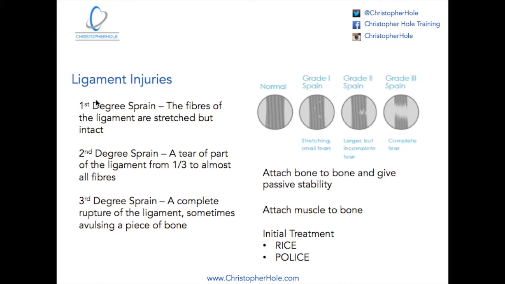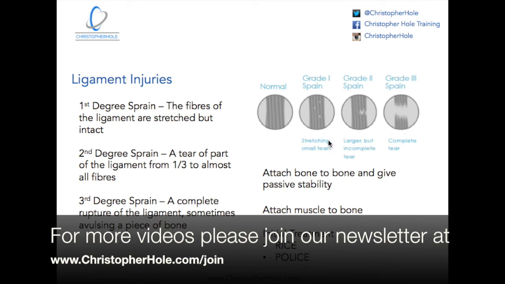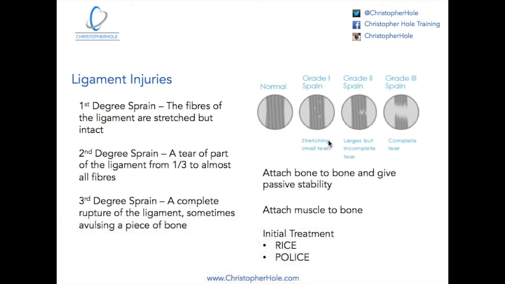Then what we get are the different types of injuries that they can have. So you've got a first degree sprain, you've then got a second degree, and then you've got a third degree, which is basically grade 1, grade 2, and grade 3. With regards to first degree sprain, the fibers of the ligament are stretched but intact. There may well be some small tears, so stretching and small tears. If you've watched the tendon injuries video, again, it's very much the same sort of principle. So stretching and small tears will be first degree or grade 1.